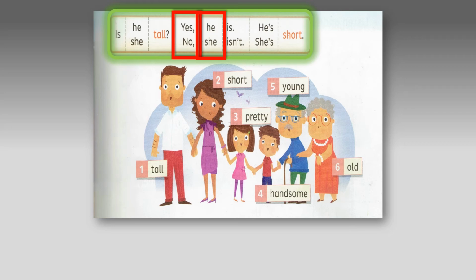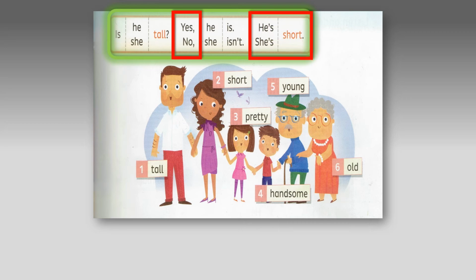And look, the words are the same as the question. We use he and she because the question is he and she. And we use is, which is the same as the question. Yes, he is. No, she isn't. Remember, isn't is not, but we still have is not, isn't. Is and is and isn't. Question is, answer isn't. They are the same.